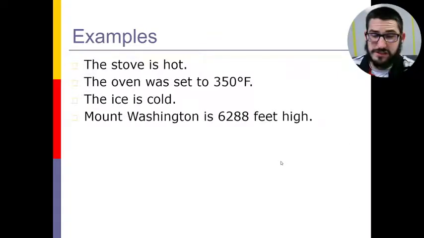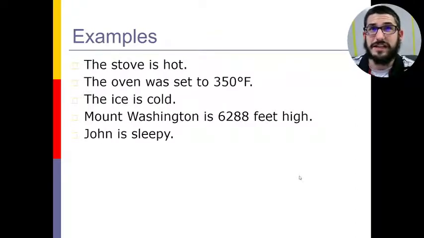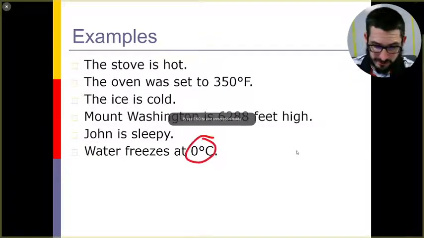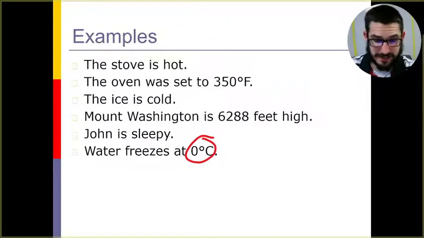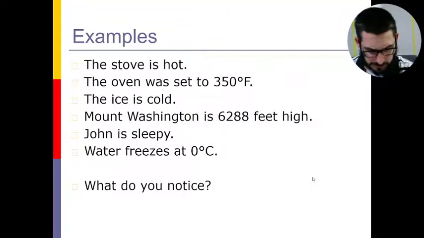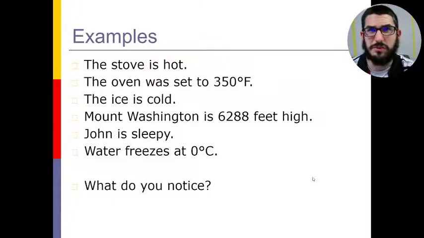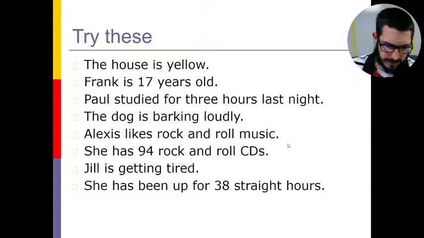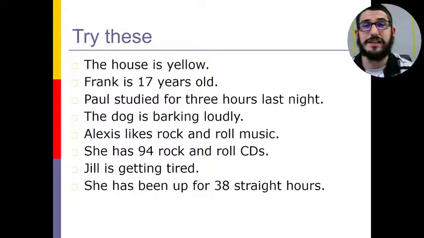Mount Washington, 6,280 feet high. We've got a number associated with that, so quantitative. And John is sleepy, descriptive, so that is qualitative. Water freezes at 0 degrees Celsius. We've got a number associated with that, so that is a quantity, quantitative. And just a couple more. What do you notice here, though? You should notice that the numbers are the ones that are quantitative because they have numbers with that. So go ahead and try these here, pause the video, and see what you can come up with. We'll come back and check them.